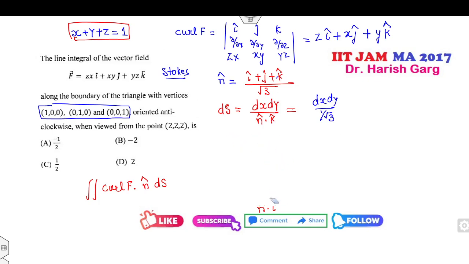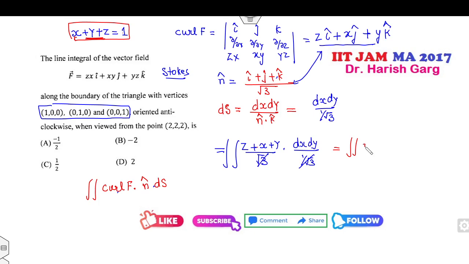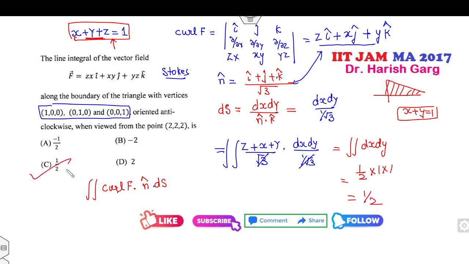Fine. Now I can substitute all these values in the given formula. Curl of this, what is the dot product of this? z plus x plus y divided by root 3 into dx dy over 1 by root 3. This will be cancelled. Fine. Now I can substitute the value of x plus y plus z is 1. It's a double integration of this. How can you transform this into the xy plane? This xy plane will be my x plus y is 1. So the x plus y is my 1 is here, which is the right triangle. Half base into height is the correct answer of this problem.